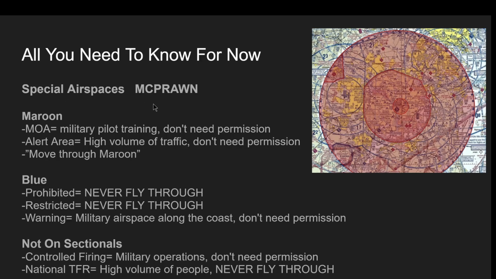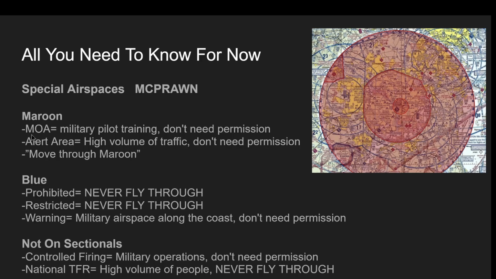But okay, we're going to start off. The acronym for airspaces is MC PRAWN. You need to know this. These are the airspaces you need to know. And I've divided it into something that helped me memorize it. It's maroon, blue, and not on sectionals. So maroon, the slogan that I put for it is move through maroon. You can go through without permission. You don't have to worry about that.